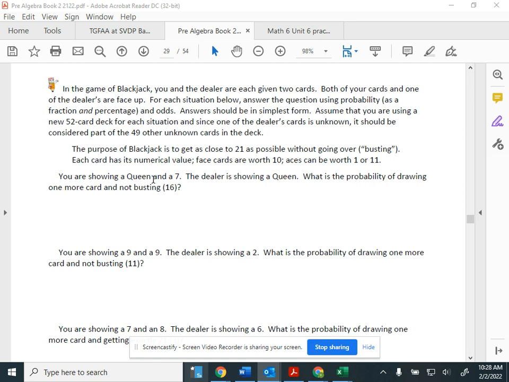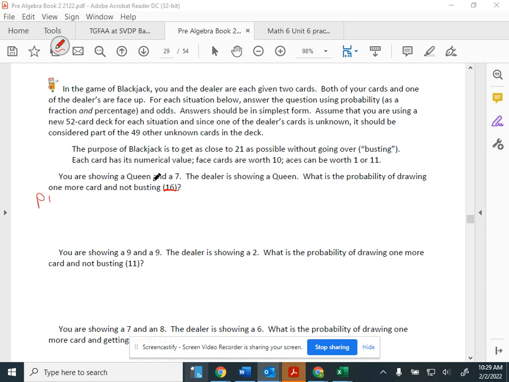So that's why there's a 16 right here. Because there are 16 cards that we can draw from that would give us a 20, up to 21 without going over 21. So you would want to pull an ace, a 2, a 3, or a 4. You really want to pull a 4 because that would put you at 21. Okay. So what is the probability of drawing one more card and not busting? So we have 16 possible to give us a successful outcome.